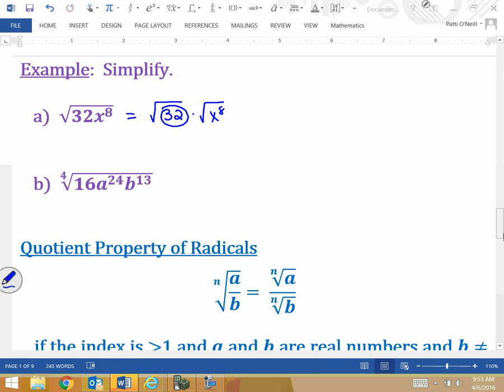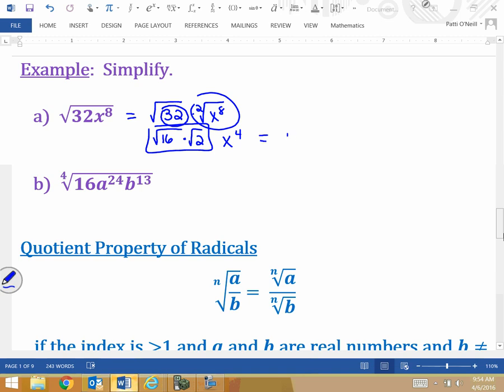So 32, 32 is 1 times 32, that's not going to work. 2 times 16. Now 16 is a perfect square, so we can break 32 up into the square root of 16 times the square root of 2. And I know that the square root of x to the 8th is going to turn out to be x to the 4th because I'm going to take the index of 2 and divide it in. I'm not done over here yet because I need to simplify further.